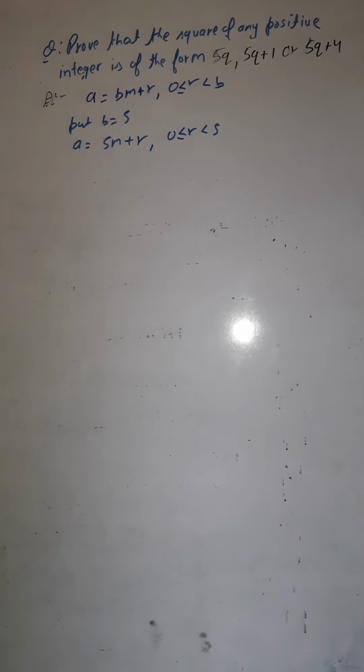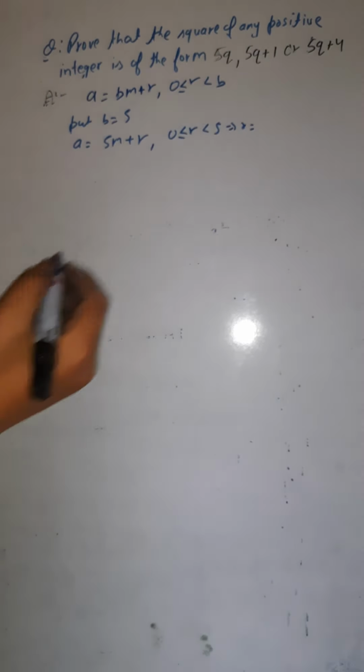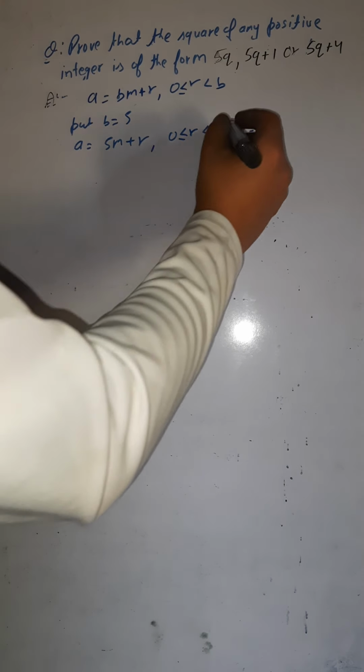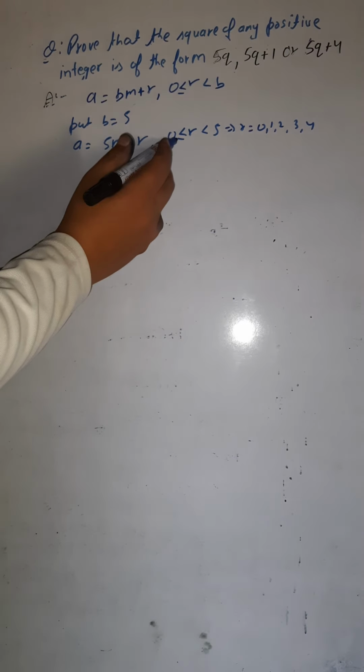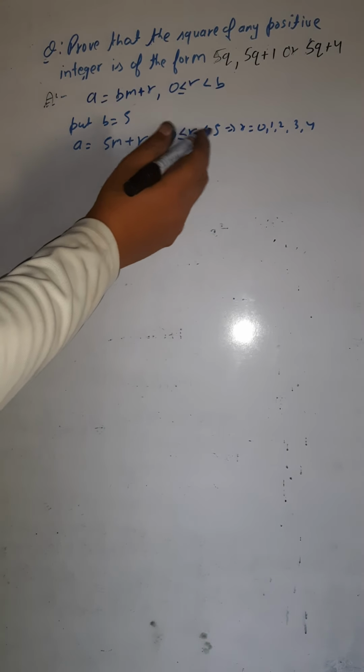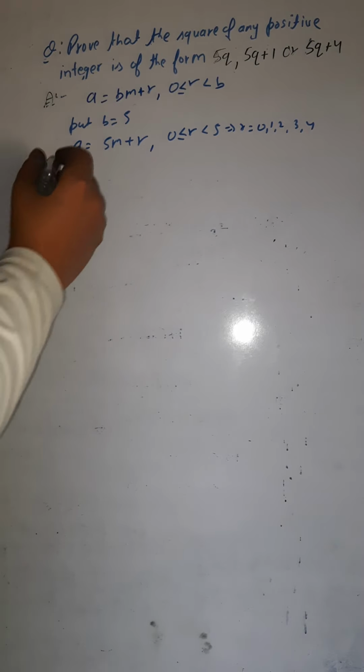So the values of r are 0, 1, 2, 3 and 4. Because r can be 0, but it must be less than 5 here. So values of r would be 0, 1, 2, 3, 4. Now one by one, put the values.